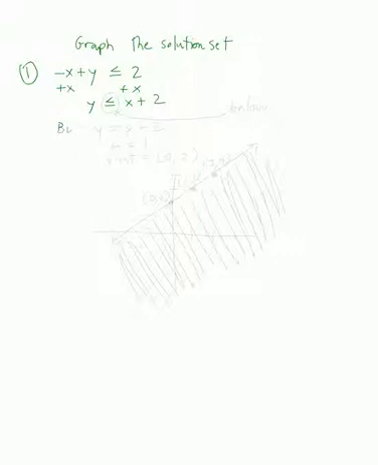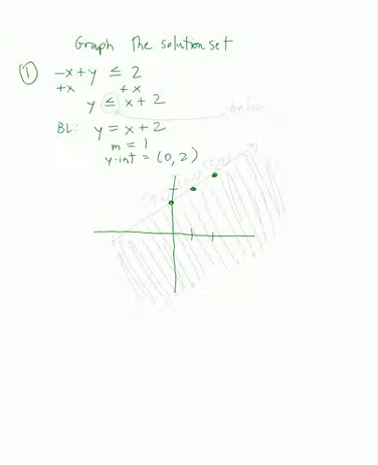Then I graph the boundary line. Remember, the boundary line is y equals x plus 2. So the slope here is 1, and the y-intercept is (0, 2). Let's go ahead and graph that. (0, 2) would be right here. Slope being 1 means I go up 1 and to the right 1. So it looks like this. Now, do I do a solid or a dotted line? Well, according to step two, if it's less than or equal to, which is what this problem is, I'm going to do a solid line. So the line looks like this.